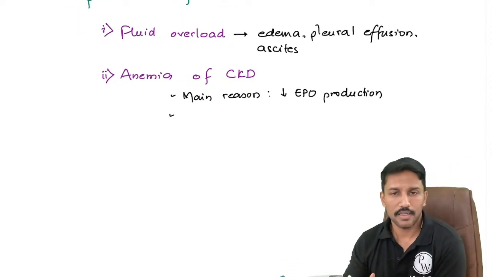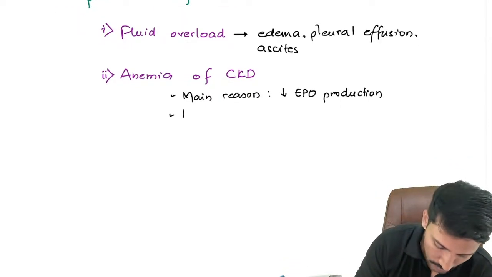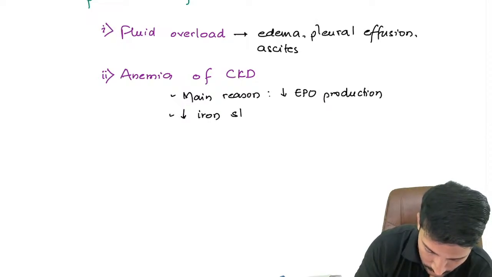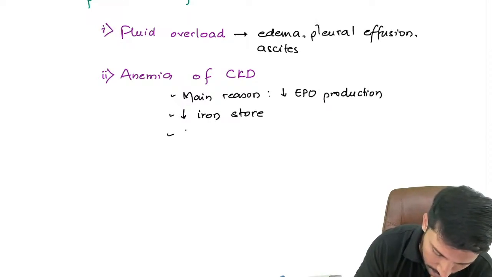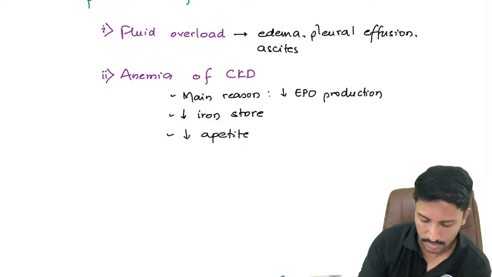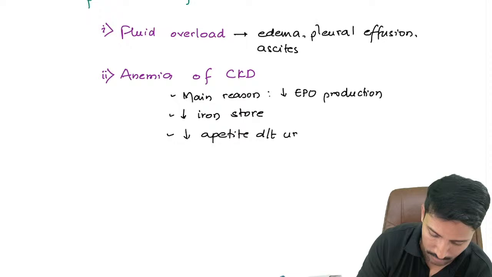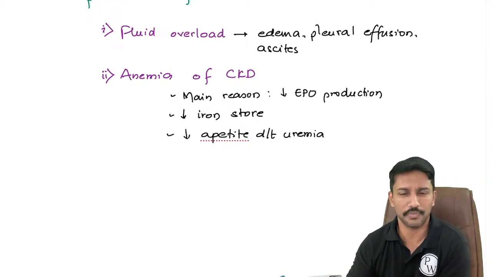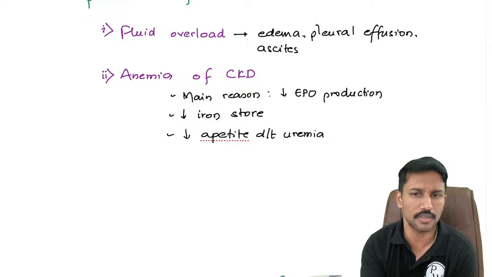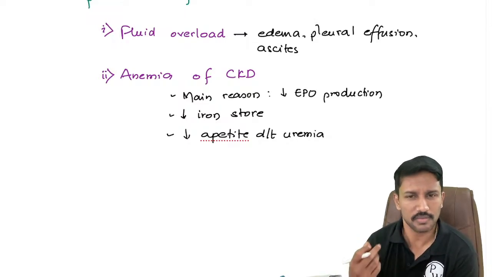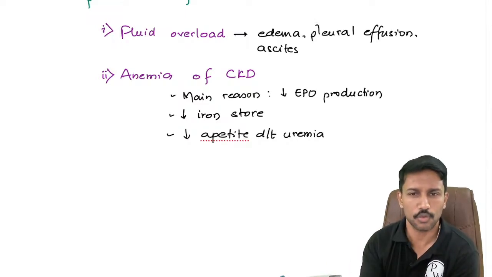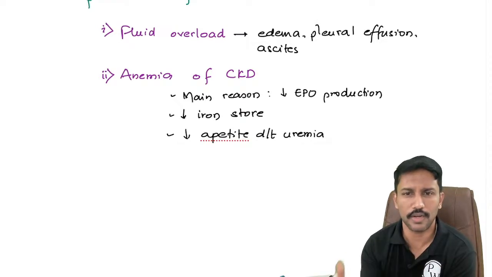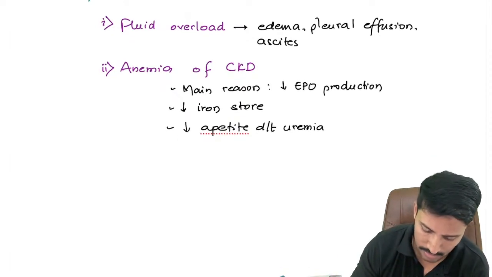The anemia of CKD is also because of decreased iron store. There is decreased appetite. Patients of CKD are not able to eat well. Due to why? Uremia. I have already told you uremia induces nausea and vomiting, so they don't tolerate food well. If they're not eating well, they're not getting sufficient iron, sufficient protein, sufficient vitamin C, sufficient cofactors required for heme synthesis. So they will have anemia, so decreased appetite.